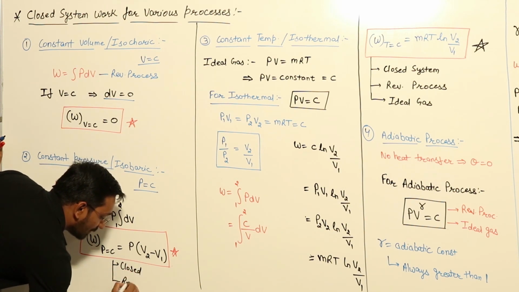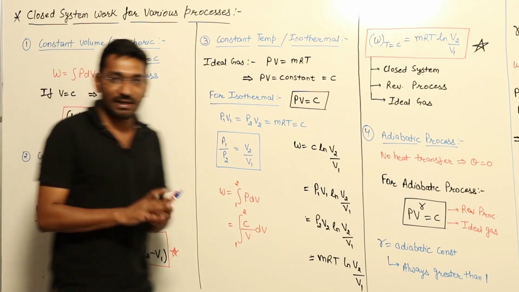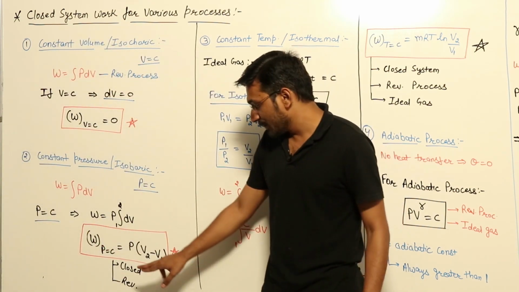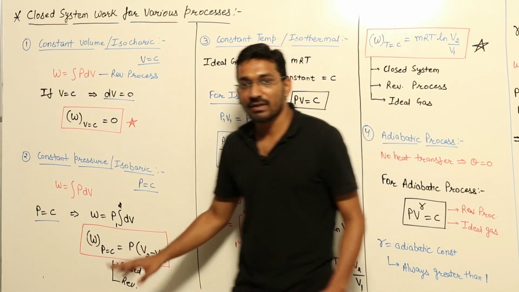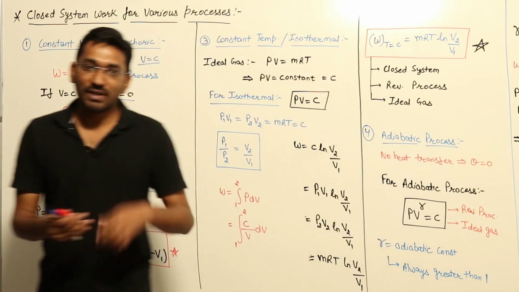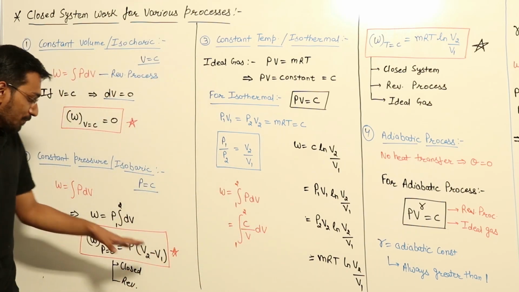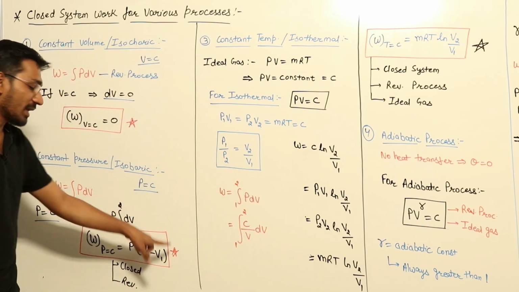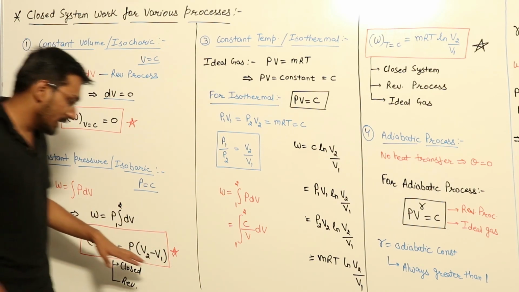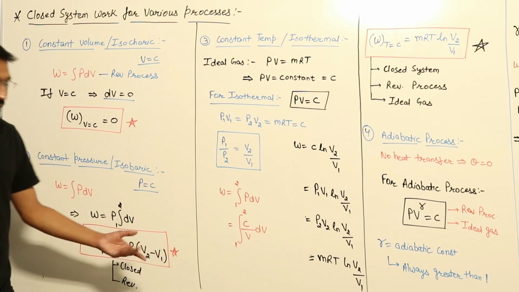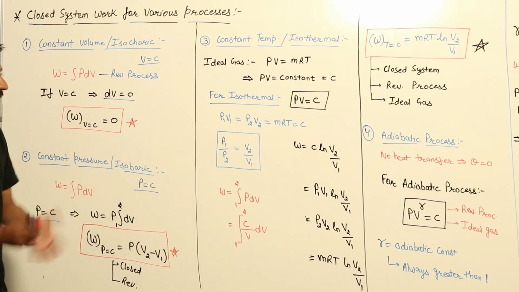This is applicable for a closed system and reversible process. These assumptions are very important: this formula only holds good when the system is closed and when the process is reversible. If the system is open, with some mass transfer, this formula will not hold good. So this is the constant pressure work transfer, and this is the work done by the system. So W = P(V2 - V1), closed system, reversible process.